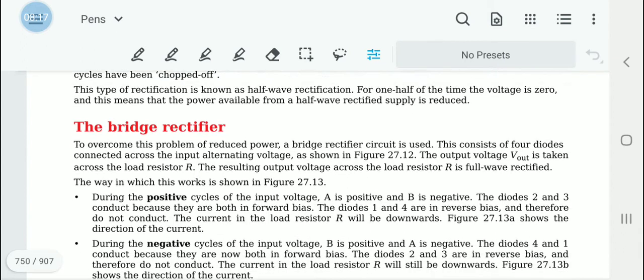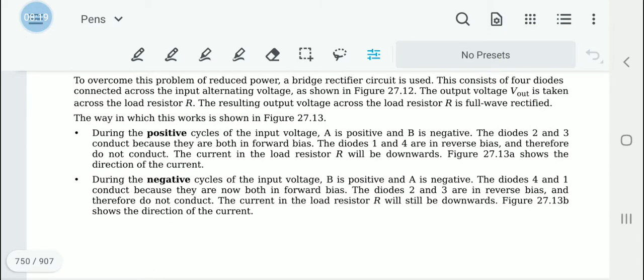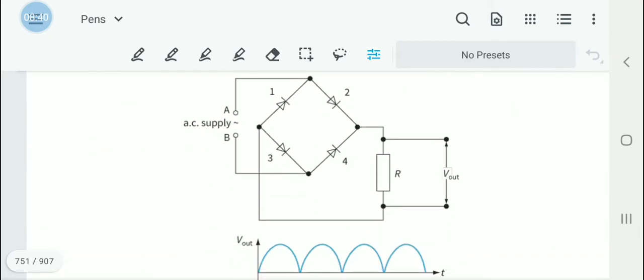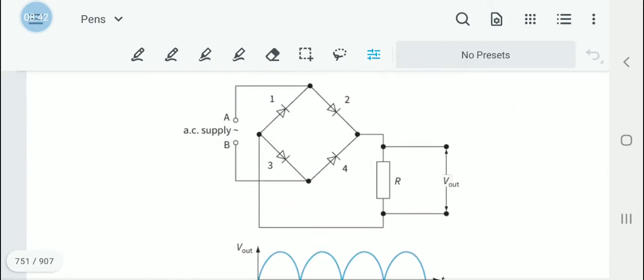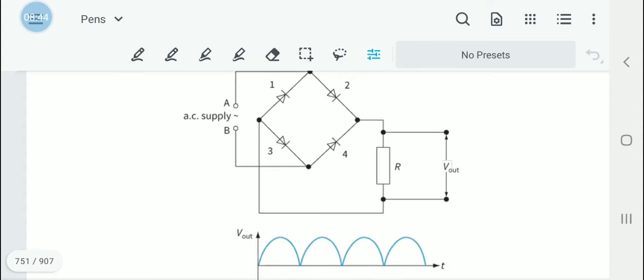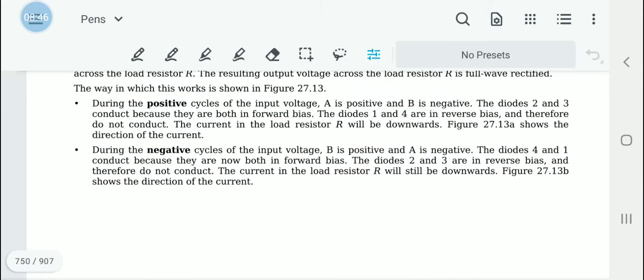a bridge rectifier is used. This consists of 4 diodes connected across the input alternating voltage as shown below, and then please draw figure 27.12. Both of these, the graph as well as the circuit.